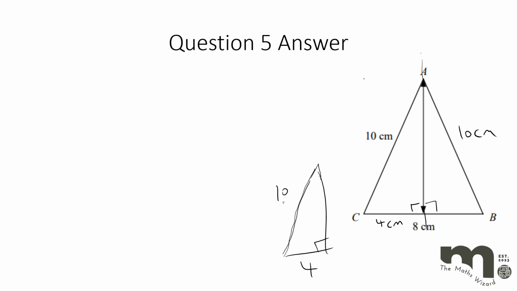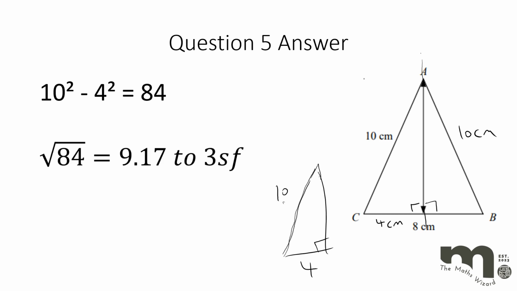So we're going to have to use subtract to do this one. So if we do 10 squared minus 4 squared, we will get 84. And if we square root that, we get 9.17. And the question did ask you to do it to 3 significant figures. So the number you have on your calculator screen, rounded to 3 significant figures, should be 9.17.